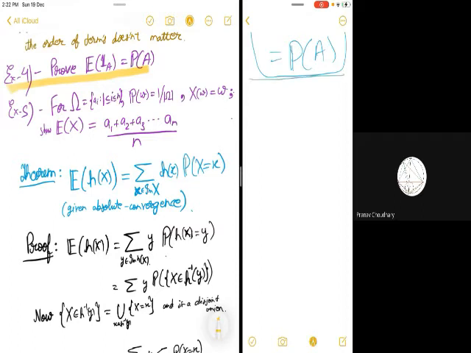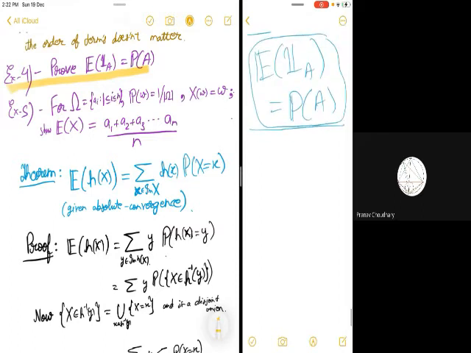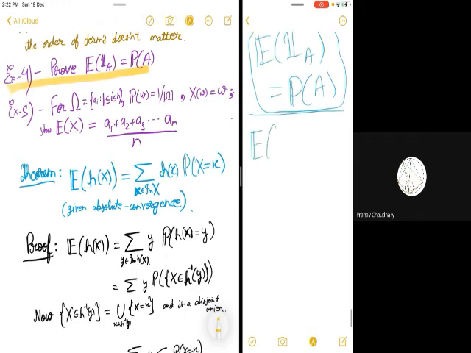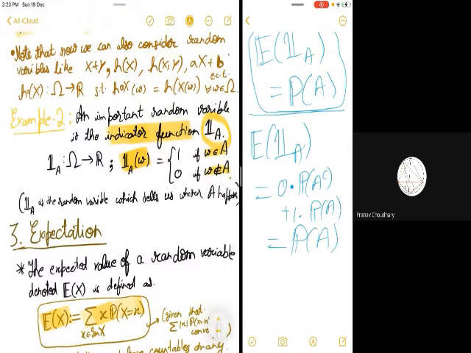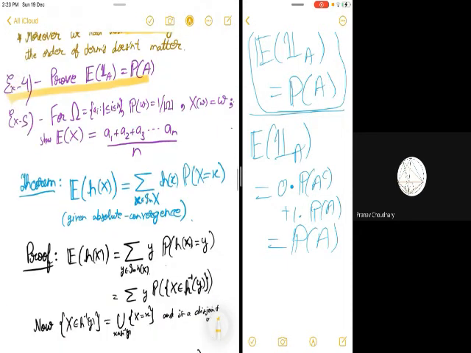Yes, exactly. To restate what Pranav said, the expected value of the random variable 1A, by the definition of expected value and by the definition of the random variable 1A, is 0 times the probability of A complement plus 1 times the probability of A, which is simply the probability of A. Here note that our indicator random variable is 1 if omega belongs to A and 0 if omega does not belong to A. So the probability that omega belongs to A will be just the probability of A. So that's correct.